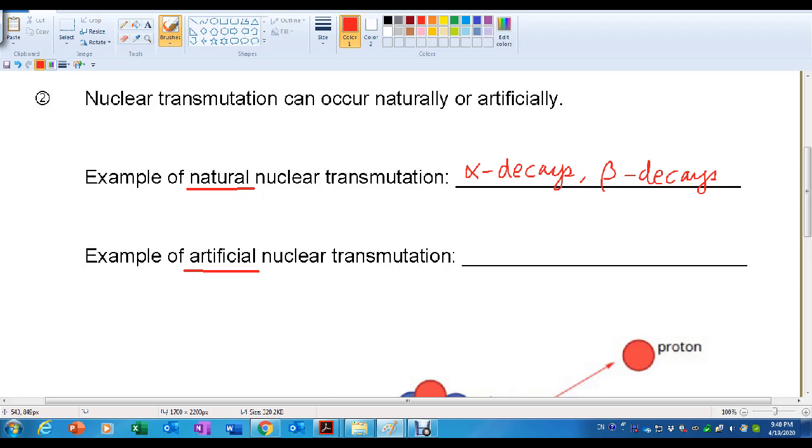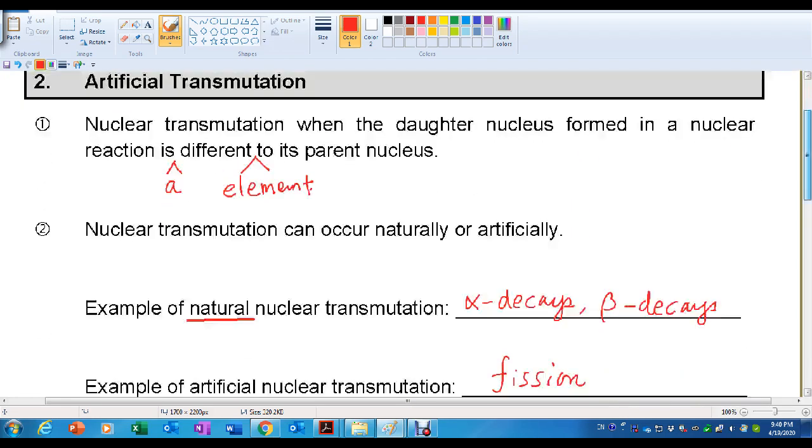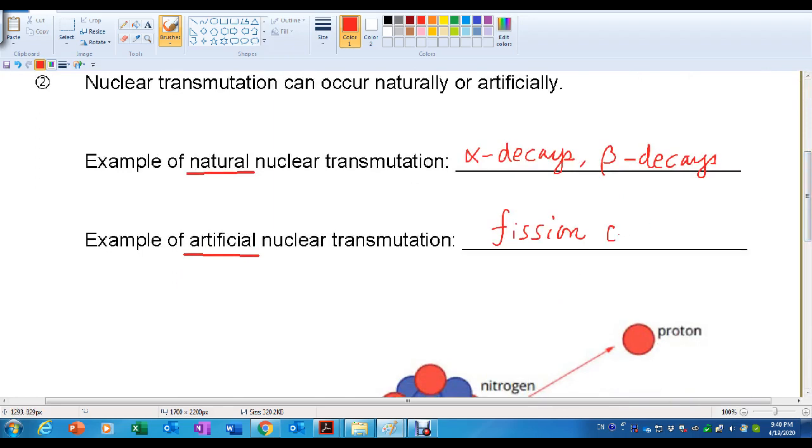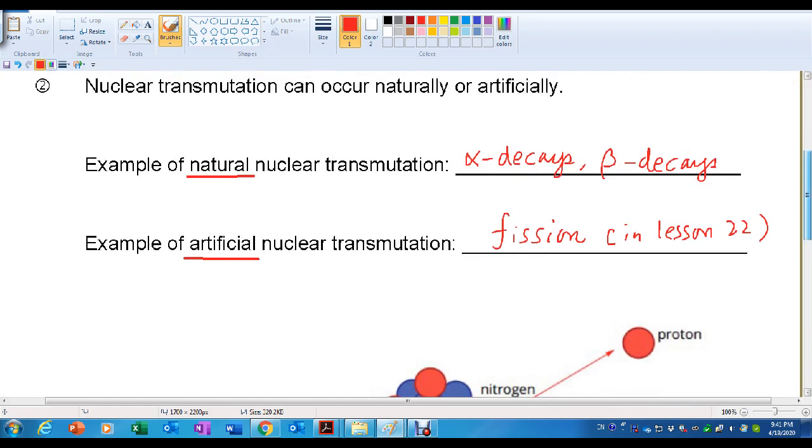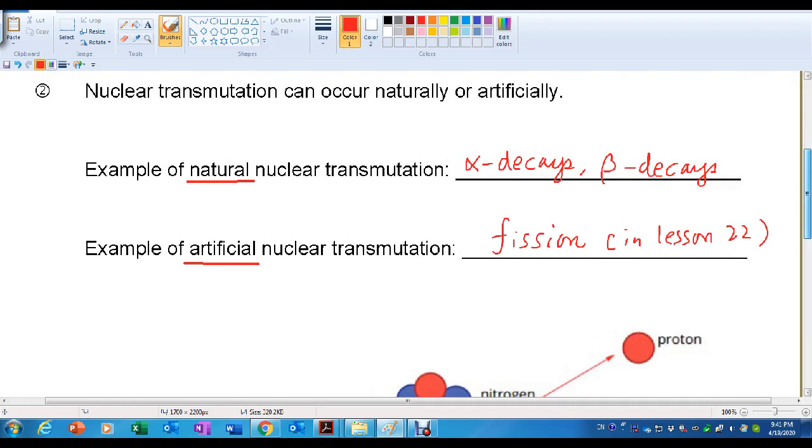Okay. Example of artificial nuclear transmutation. There are many artificial nuclear transmutations as well, but the famous one would be fission. So we're going to learn fission, I think, in lesson 22. So we haven't learned that yet. In lesson 22, we're going to learn nuclear fission.